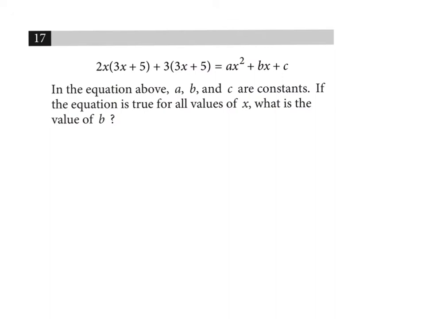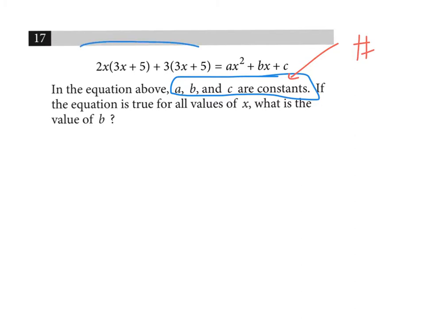Problem 17. In the equation above, A, B, and C are constants. The SAT loves to give you this term, a constant. A constant just means a number. So A, B, and C just represent numbers. If the equation is true for all values of x, what is the value of B?